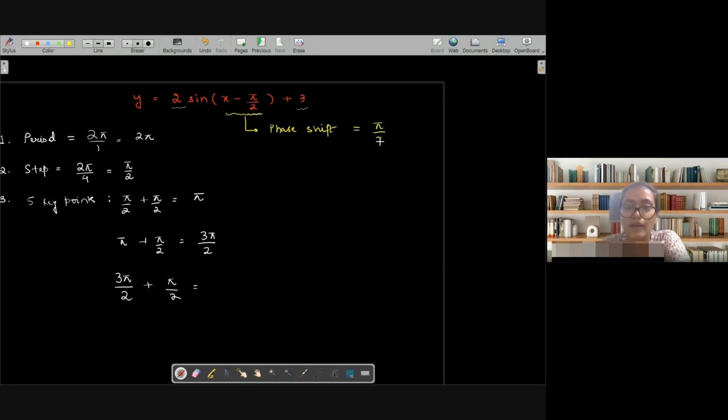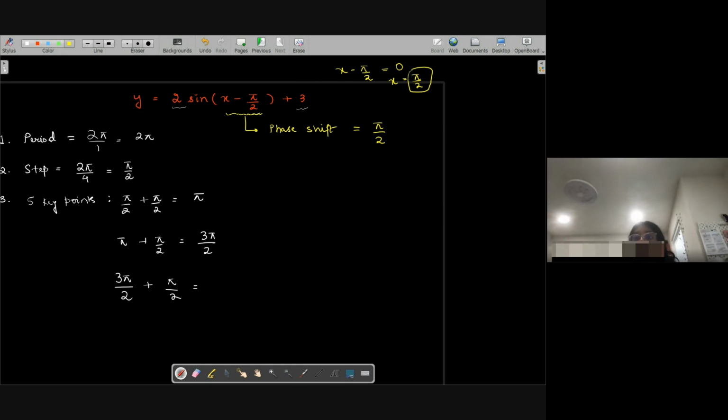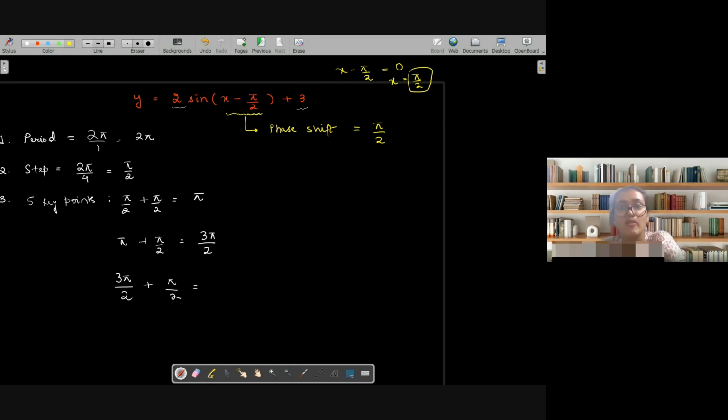Yes. And how do we find the phase shift? We take whatever is inside and set that equal to 0. So inside is x minus pi over 2. Set that equal to 0 and solve for x. So you get pi over 2. So this is the phase shift. If there was a coefficient for x, then we would divide by it, right? Yes, that will be the phase shift. Got it. So this is the reason that we will start from pi over 2.